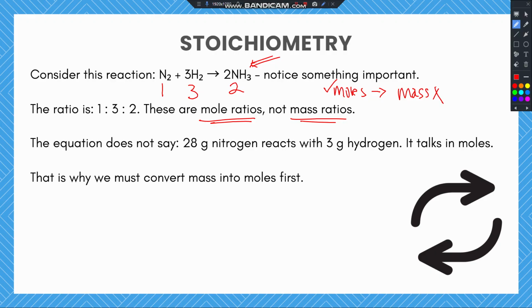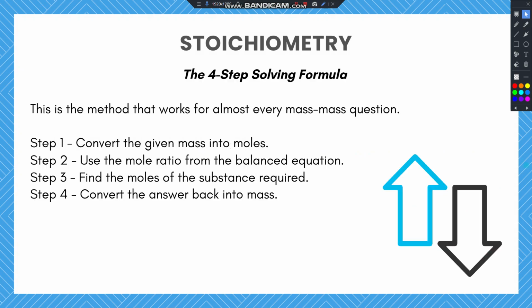The equation simply does not say 28 grams of nitrogen reacts with 3 grams of hydrogen. No, no, no. It says 1 mole of nitrogen reacts with 3 moles of hydrogen. That's what it talks about. It talks in moles. So when we are dealing with mass to mass calculations, we have to do some conversions. I'll be showing you how that can be applied in this type of stoichiometry scenario.